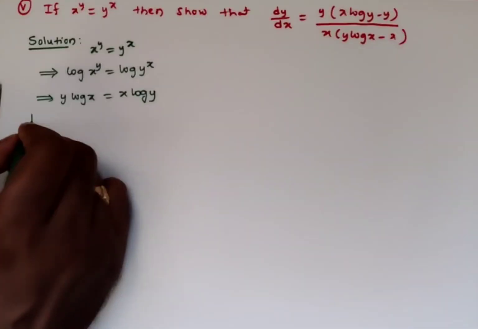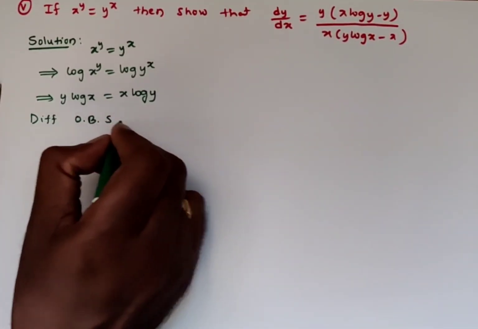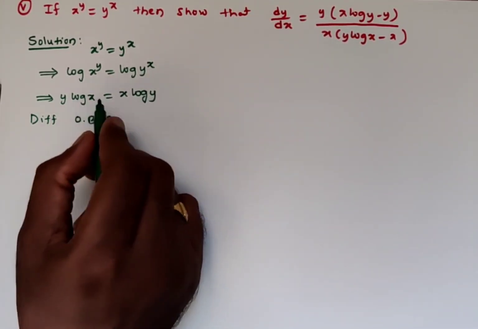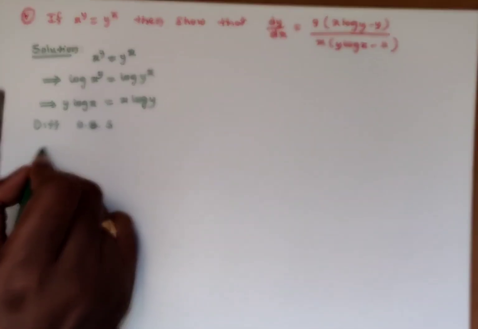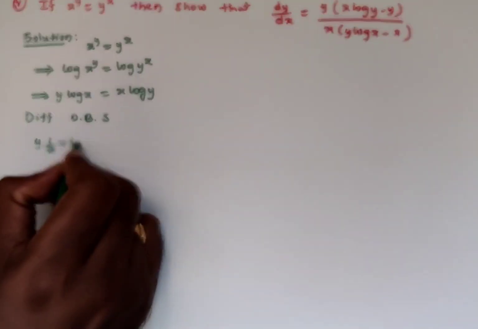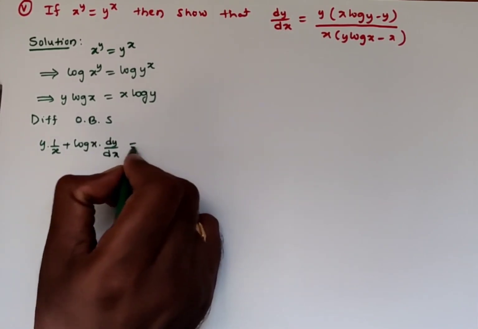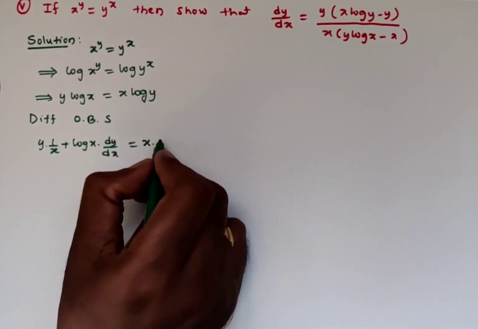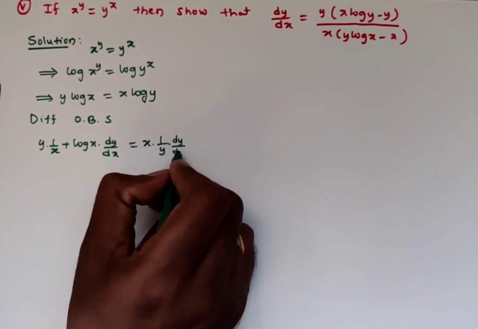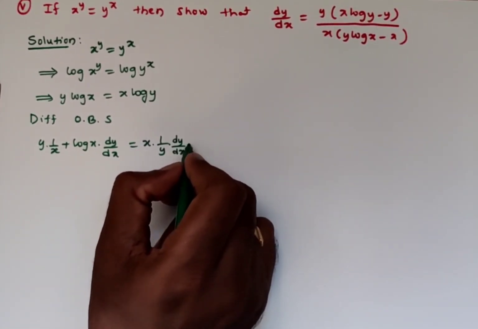Now, differentiate on both sides with respect to x. It is u into v, here also u into v. U and v are different on both sides. So this is y into the derivative of log x, which is 1 by x, plus log x into the derivative of y, which is dy by dx. This is x into the derivative of log y, which is 1 by y into the derivative of y, dy by dx. Y is always treated as a function of x, right?